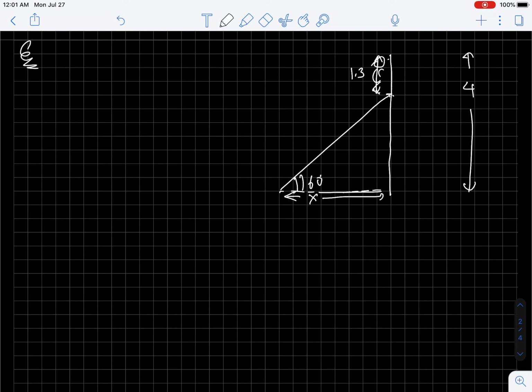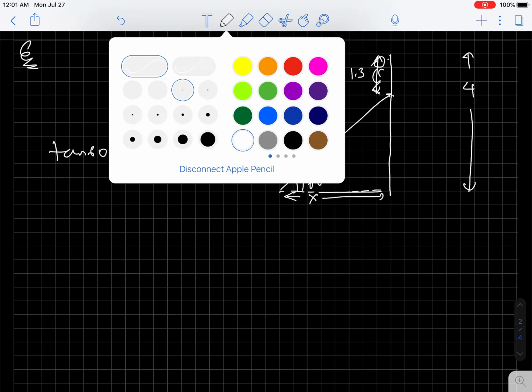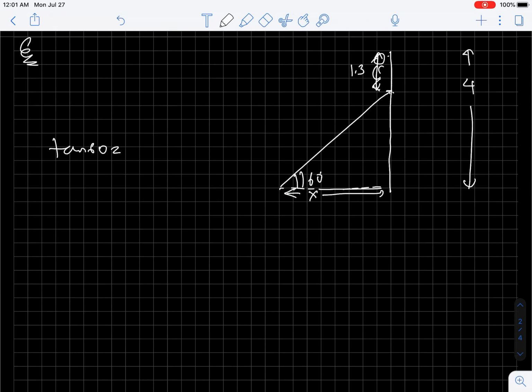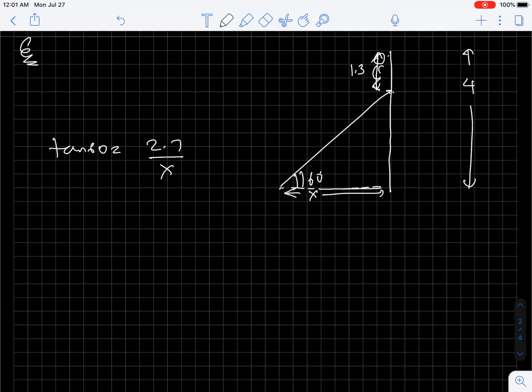Now they are asking about 60 degrees, or they can ask for the length of the ladder. You can easily say this angle is 60 degrees, so apply tan 60. Tan 60 is equal to perpendicular divided by base. Perpendicular is 2.7, base is x. Tan 60 is equal to 2.7 divided by x, and the value of x should be 2.7 divided by tan 60.